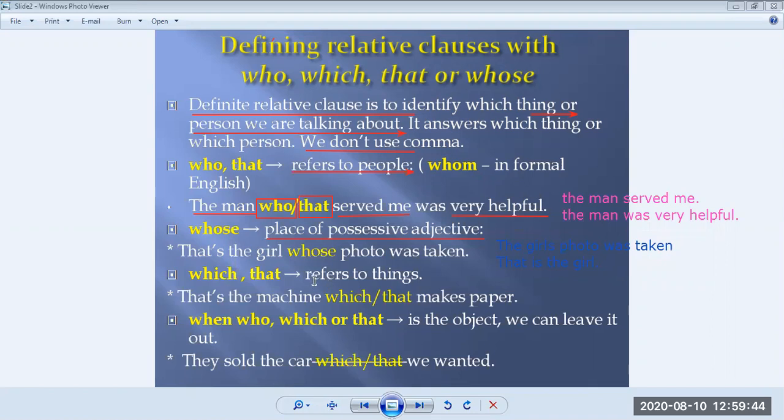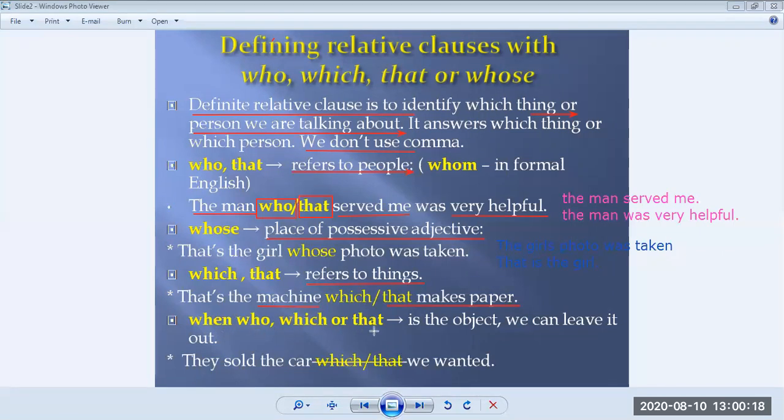So which and that refer to things, definitely. Who and that are for people. Which and that refer to things. For example, that is the machine which or that makes paper. Which machine? That one makes paper. Or that is the machine which makes the paper. We're talking about the machine. There is a machine, that machine makes paper. So we join them together by using which or that, a relative clause.